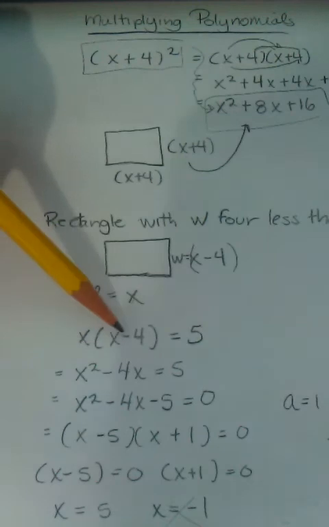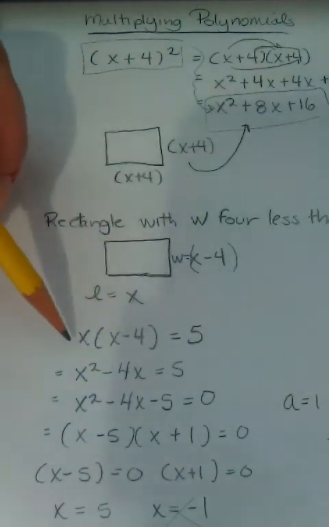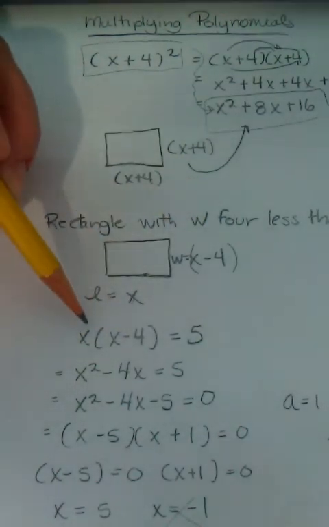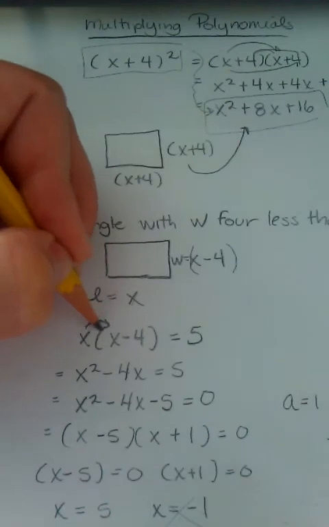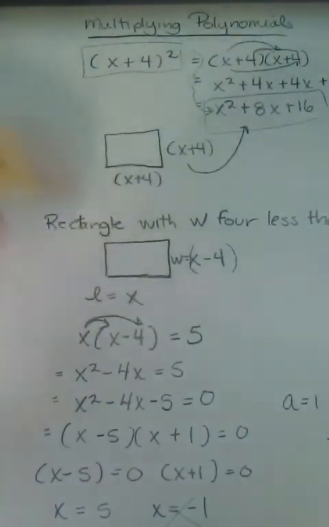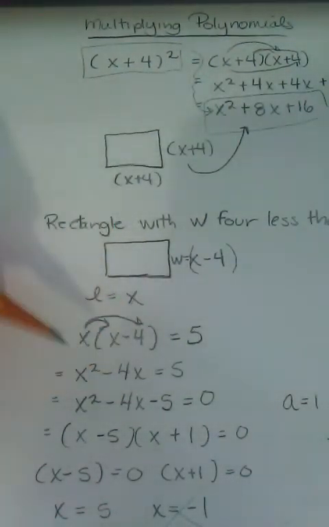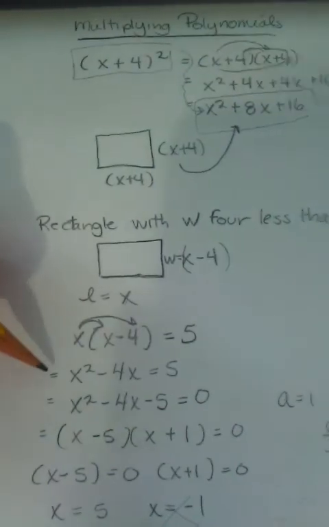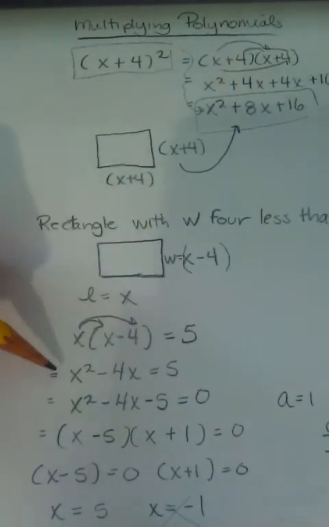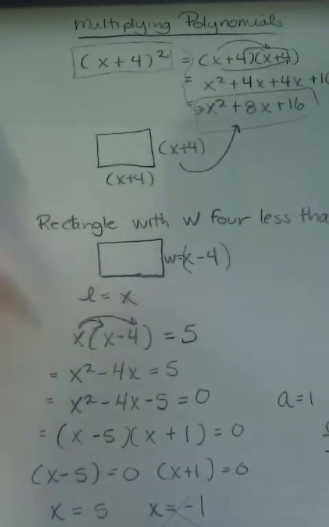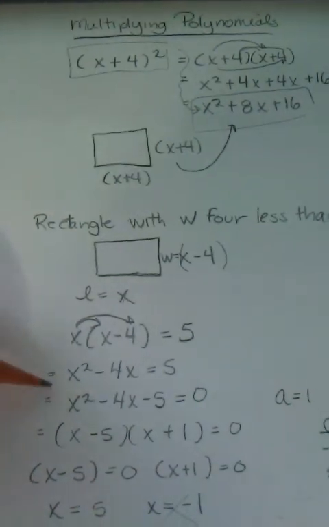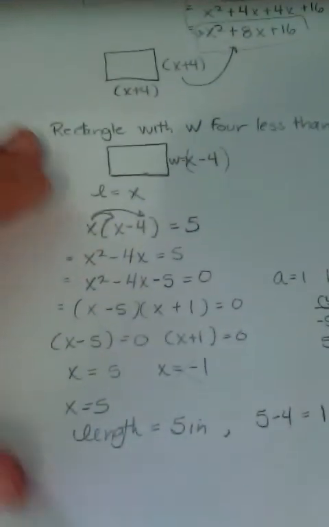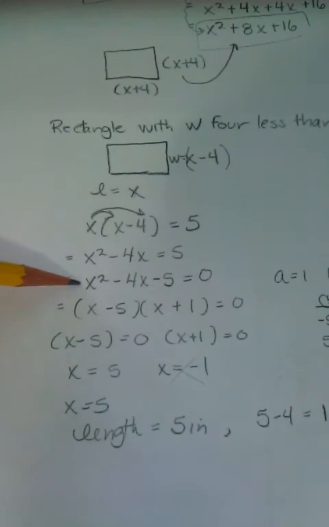So now I have this, and this is an equation, so my first instinct tells me to do the distributive property. So I get x squared minus 4x equals 5. And hey, I notice that this is a quadratic equation, and I know when I'm solving quadratic equations, the first thing I need to do is set my equation equal to 0. So I set my equation equal to 0. My next step is to factor.